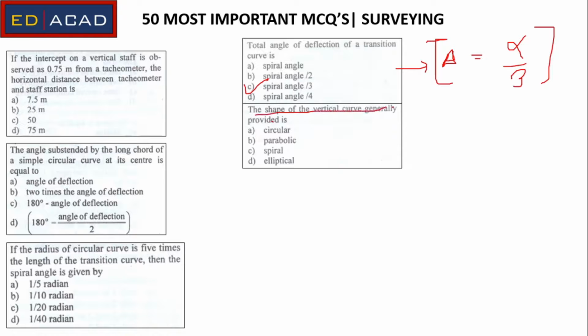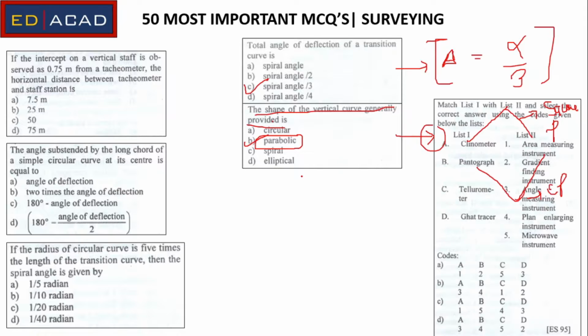The shape of the vertical curve generally provided is circular, parabolic, spiral, elliptical. This is a part of highway engineering, wherein you might remember that we have two kinds of vertical curve, the summit curve and the valley curve. The ideal shape for the summit curve is a square parabola, and for the valley curve it is a cubic parabola. It's just asking the shape, so parabolic will be the shape.